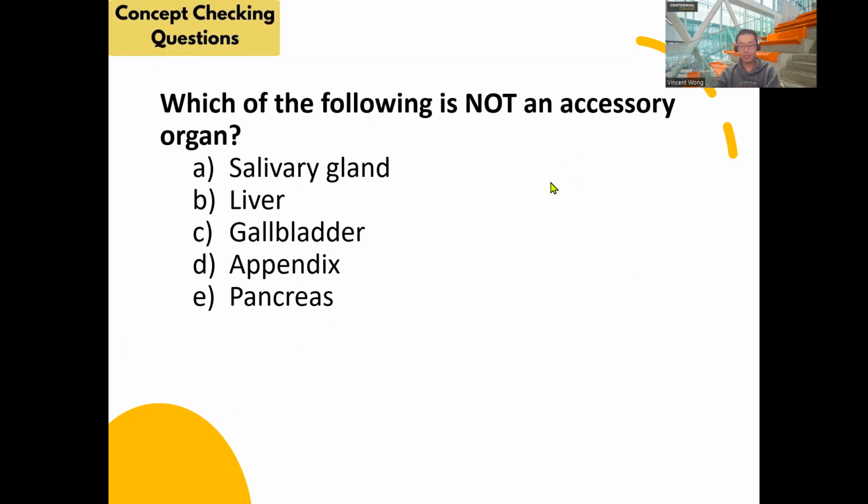Accessory organs are these things that secrete things into the GI tract, right? So the salivary gland secretes saliva. That's an accessory organ. The liver secretes bile into the GI tract through the gallbladder, and we have the pancreas that secretes the pancreatic juice. So the appendix is not an accessory organ.